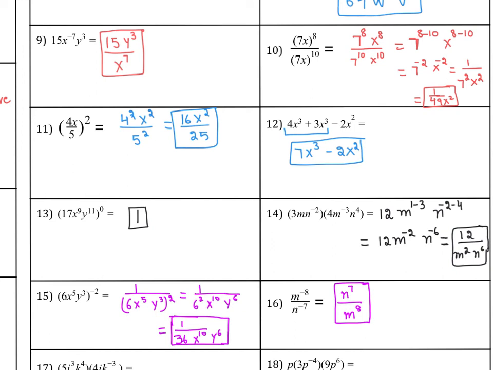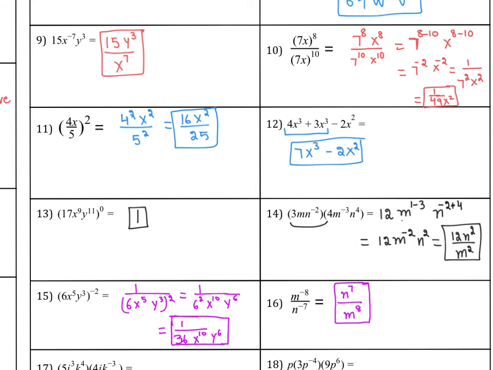Now we are going to do number 14. Multiply the coefficient, that is 3 times 4, 12. Then combine the like terms. When you multiply two terms with the same bases, then you're going to add the power. So here the power is 1 and negative 3. So that's going to be 1 minus 3. And to the power negative 2 plus 4. So that's going to be 12. M to the power negative 2. N to the power 2.